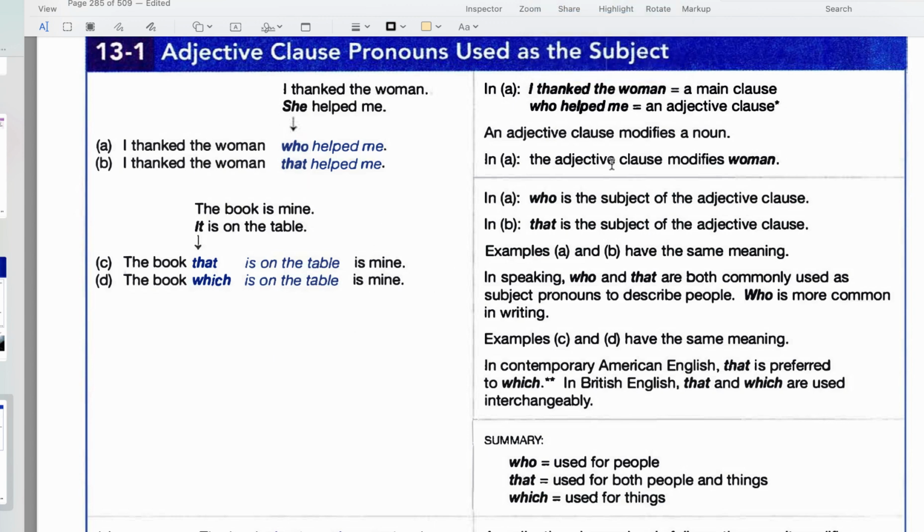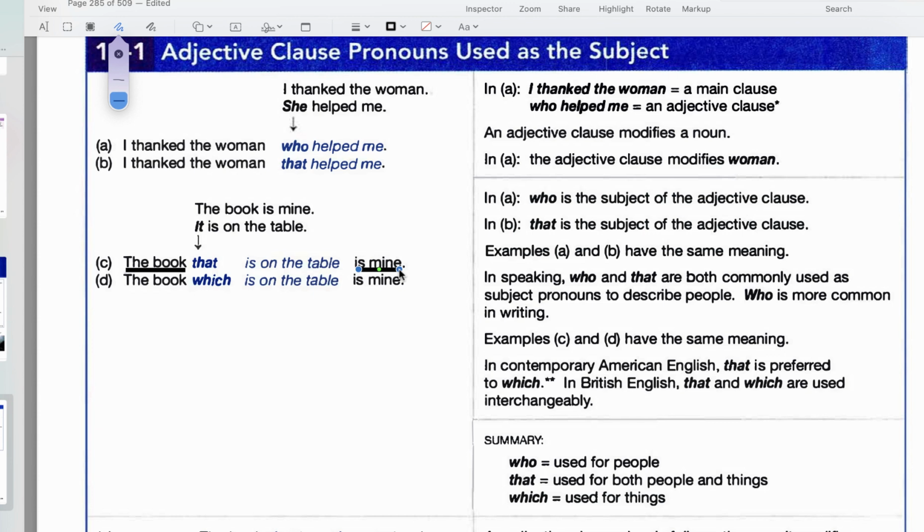For the next one, we have the sentence, the book that is on the table is mine. Again, we have two sentences here. We have the book is mine. That is the main clause, and I'll show you where that is. The book is mine. That's our main clause, and that's the clause that can stand by itself, because I can come up to you and say, the book is mine, and you would understand me.